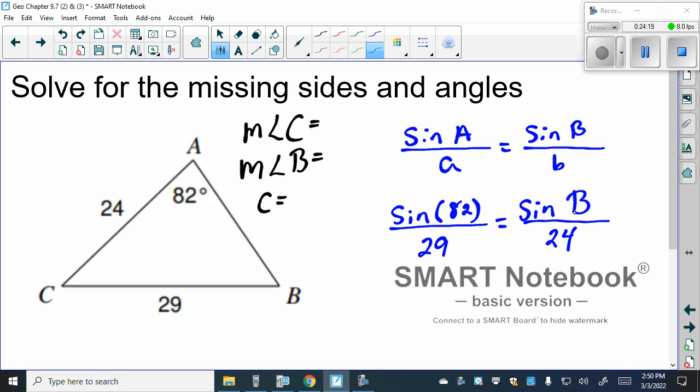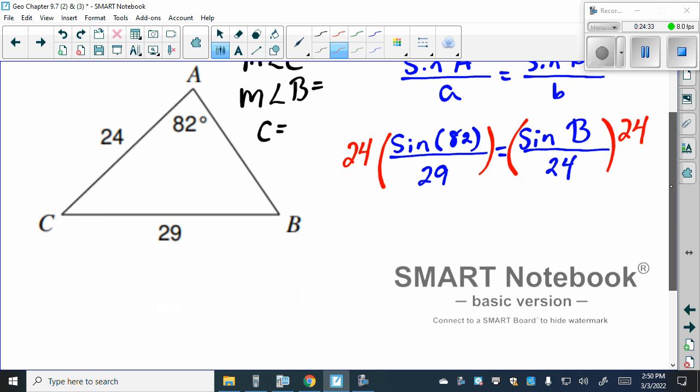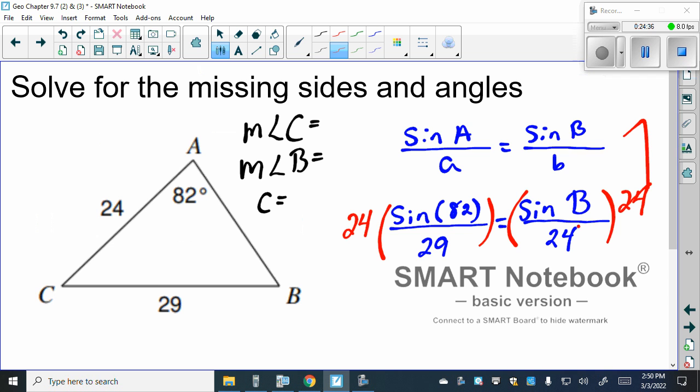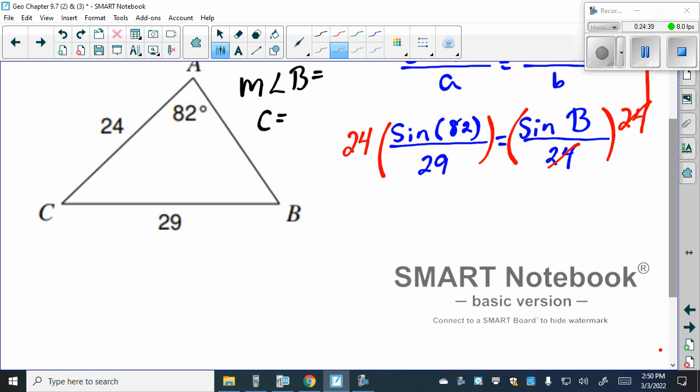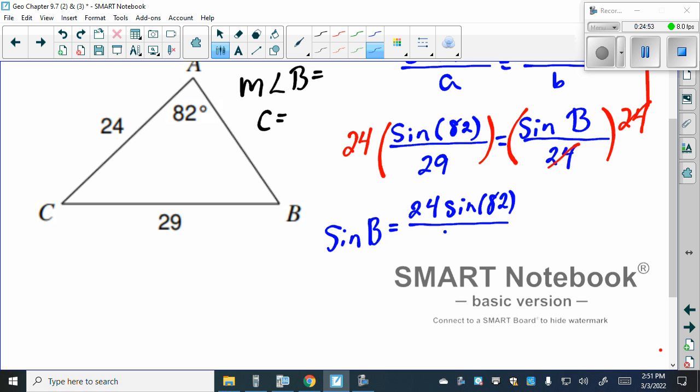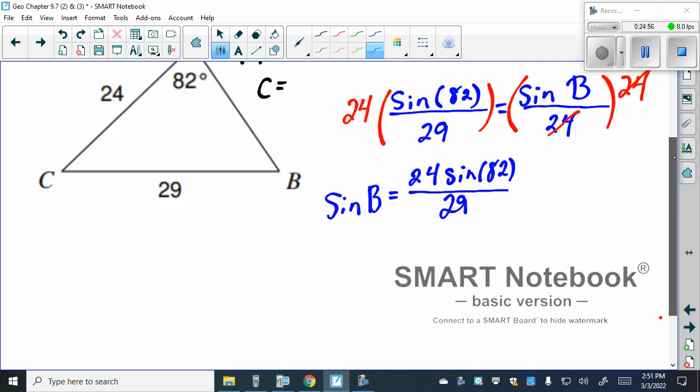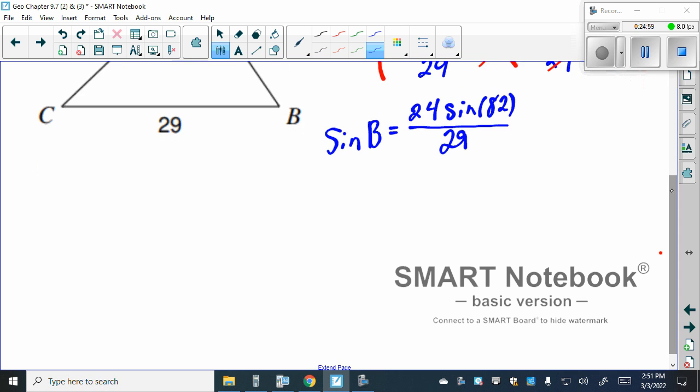Now in the previous one, we multiplied both sides by the bottom of the fraction of what we wanted to solve for. Well, we'll do the same thing here. This time we're just multiplying both sides by 24. We do this because this 24 and this 24 will cancel out. And that will tell us that sine of B is equal to 24 sine of 82 over 29.